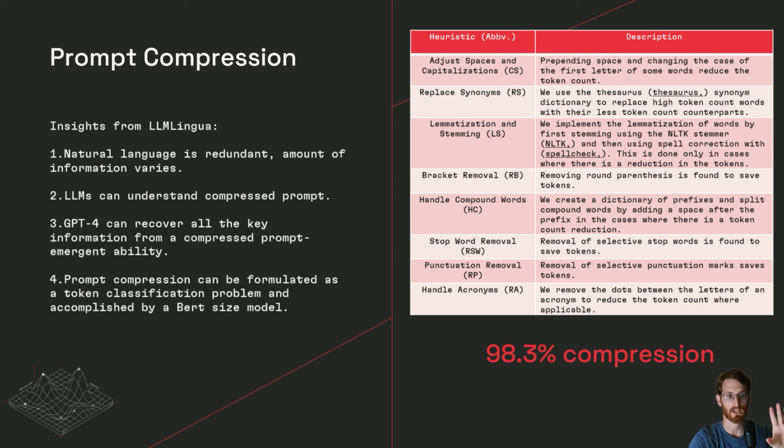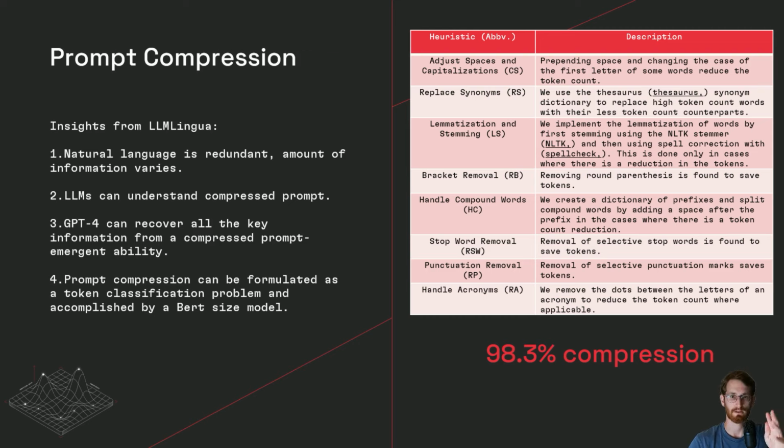First of all, natural language is redundant and the amount of information in it varies. LLMs can actually understand the compressed prompt, meaning you don't have to do this back and forth of sending it over compressed and then opening it, stuff that you might have imagined if you're thinking about a compressed zip file. GPT-4 can recover all key information from a compressed prompt, which is great, and also like an emergent ability. Last but not least, prompt compression can be formulated as a token classification problem and accomplished by a BERT-sized model. Anytime you can do something with a BERT-sized model as opposed to an LLM, that's a plus.